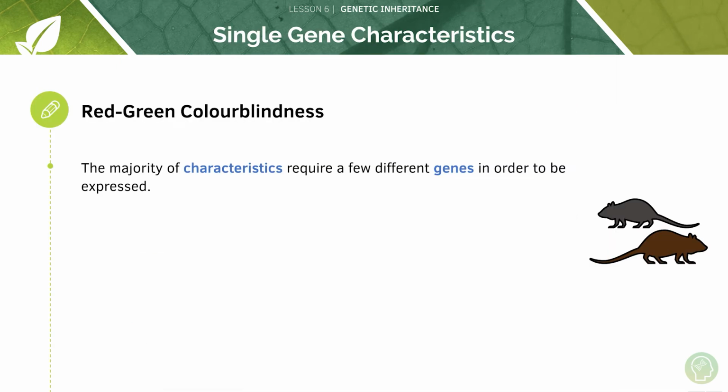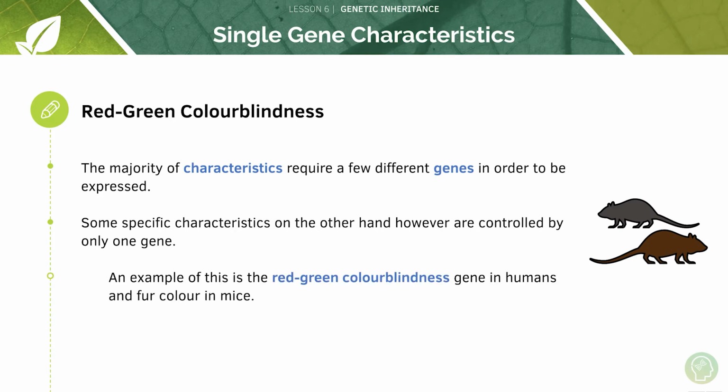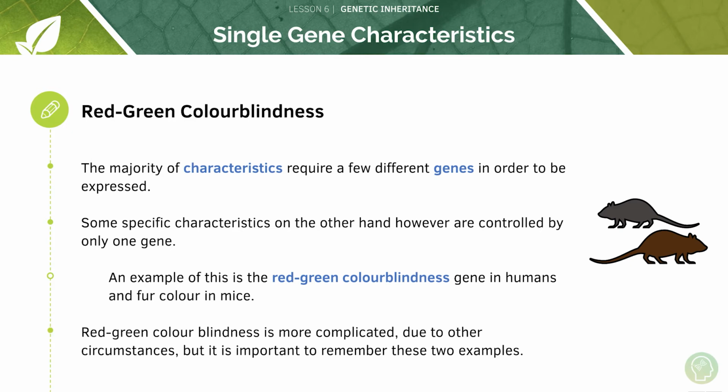So now let's have a look at red-green colour blindness. So the majority of characteristics require a few different genes in order to be expressed. Some specific characteristics, on the other hand, are controlled by only one gene. So an example of this is the red-green colour blindness gene in humans and fur colour in mice. So these are often used as examples in the exam.